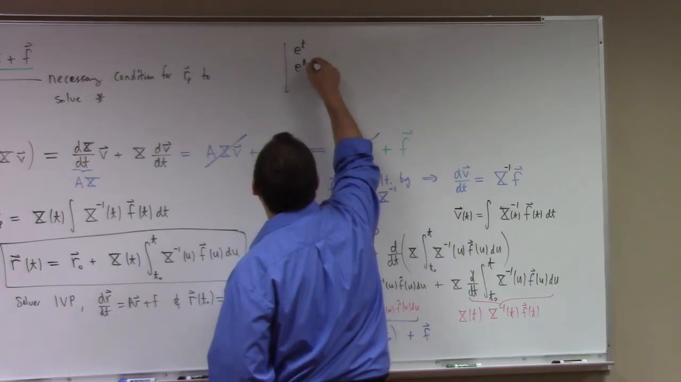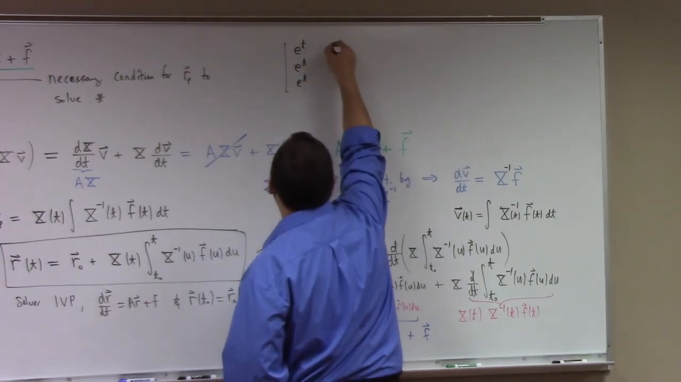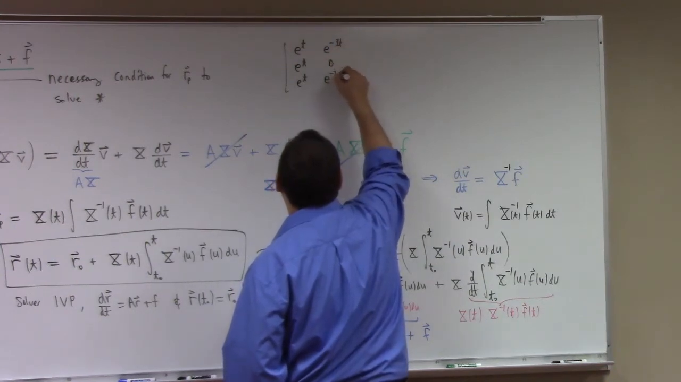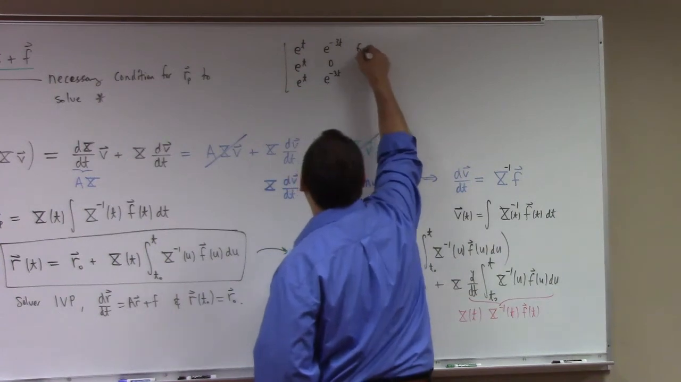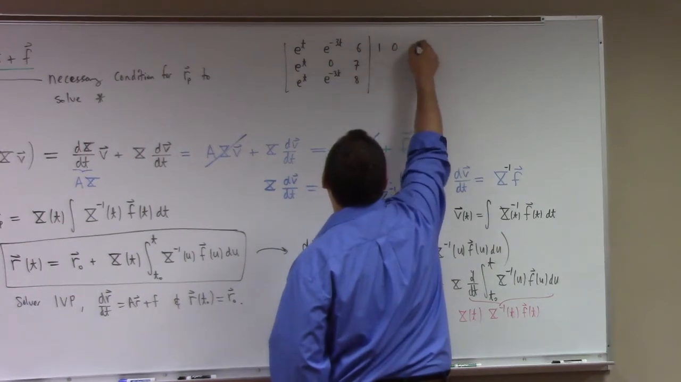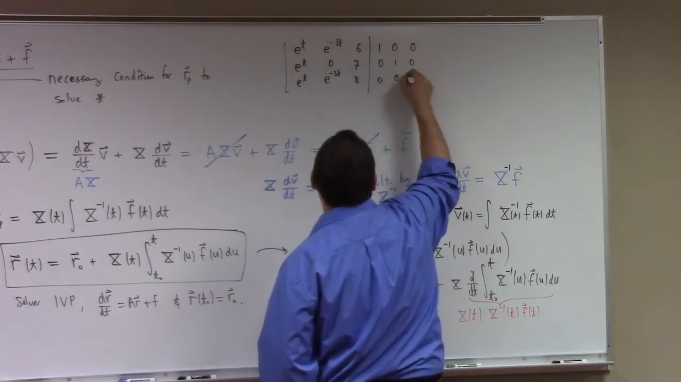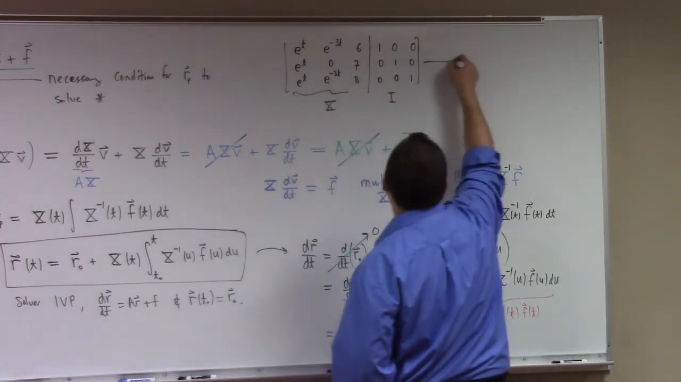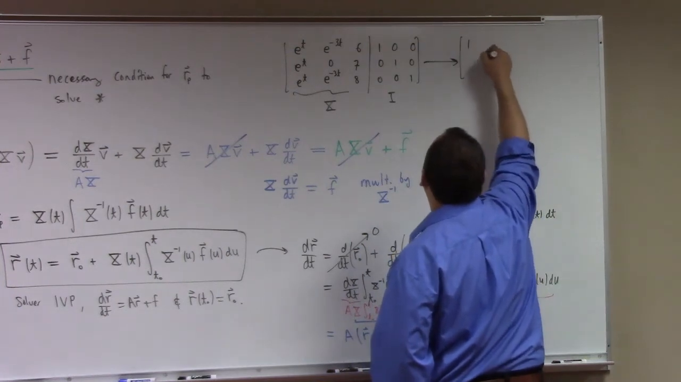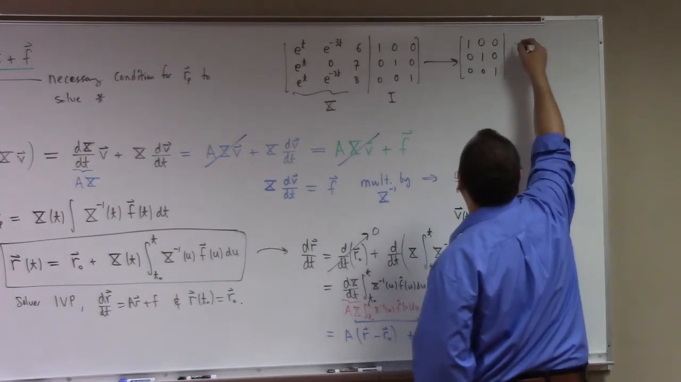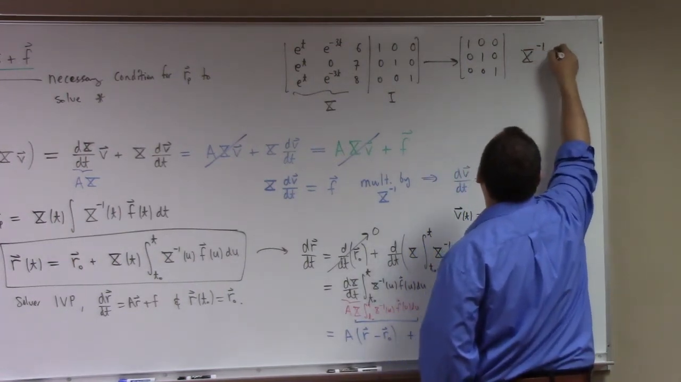So maybe we got like e to the t, e to the t, e to the t. Your other solution is like, I don't know, e to the minus 3t, 0, e to the minus 3t. And the third solution happens to be 6, 7, 8. And then you're going to take that, and you're going to do row operations on this. You can do row operations until eventually you get to that, right? Whatever's here is x inverse.